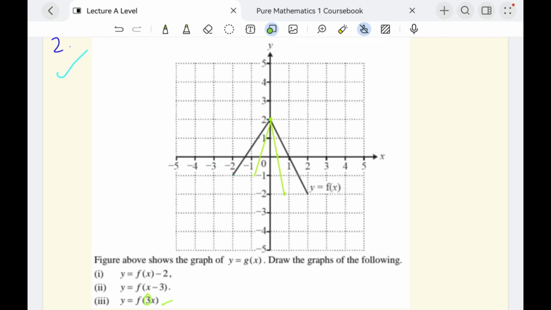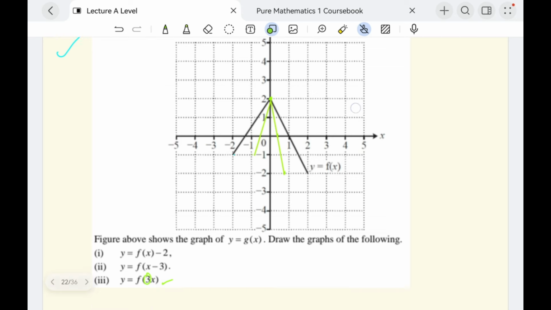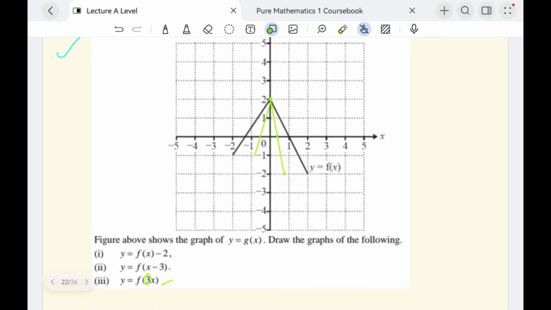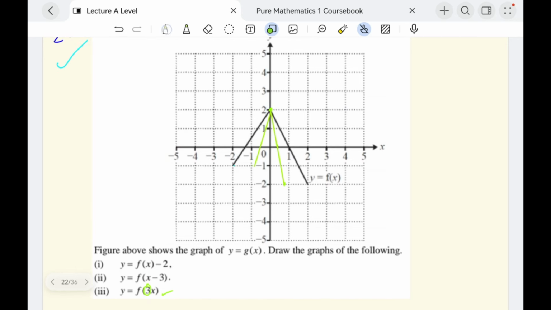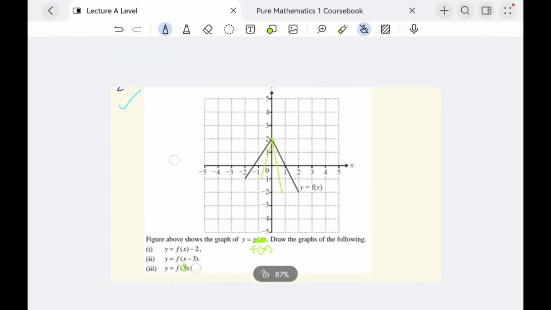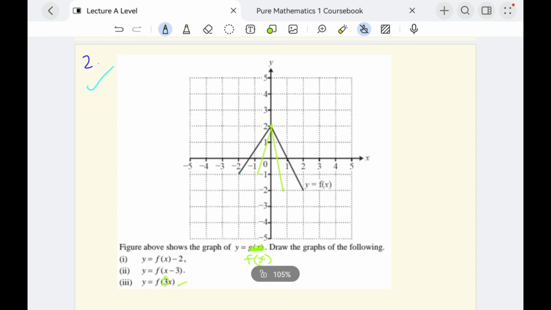Okay, so there you go. Here is your transformation of the third part. And I'm sorry for this. This is not y equals gx. It is f(x). So please change the question. All right. So this is how you draw new graphs through the transformation for the questions below. Okay, in this way.